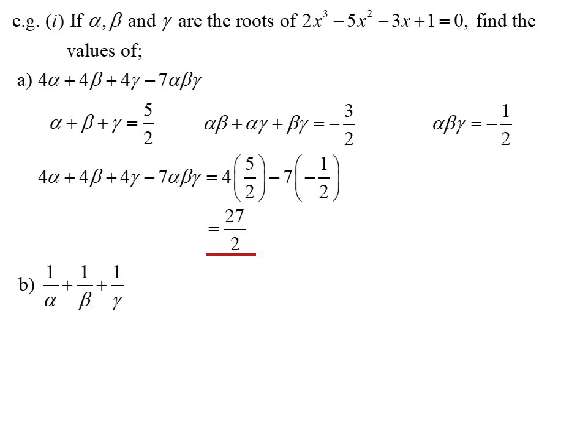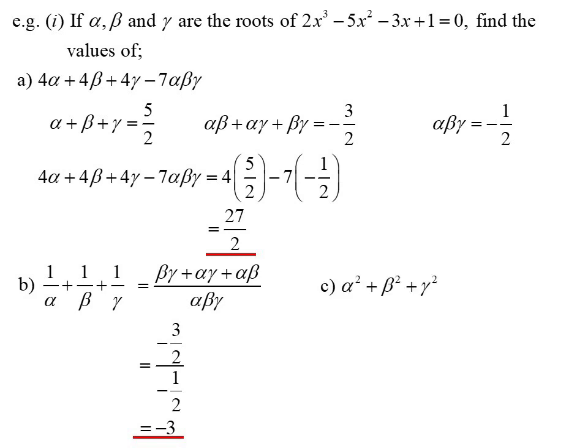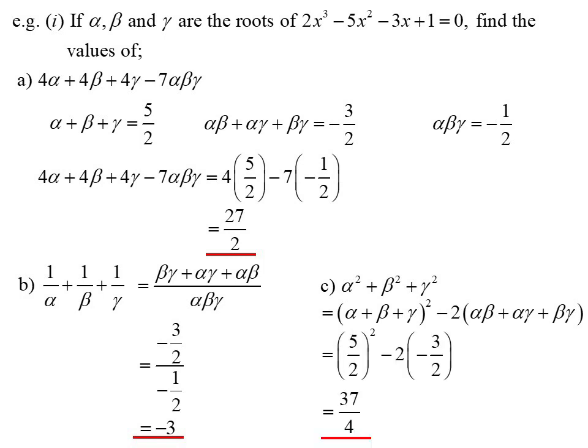Ooh, what about the reciprocals of each one? Okay, algebraic fraction. The bottom becomes the product of the roots. The top becomes the sum of the roots 2 at a time. Substitute those in, and we get, hang on, that should be positive 3, not negative 3, isn't it? Sum of the roots squared, which we now know is going to be the sum of the roots 1 at a time squared minus twice the sum of the roots 2 at a time. Sub into that one: 37 on 4.